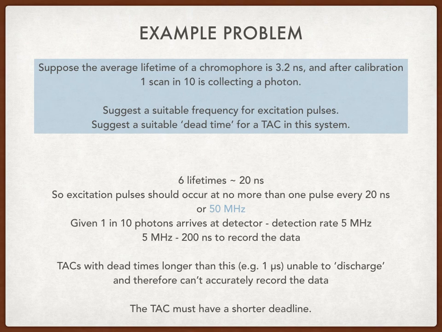Given that 1 in 10 photons is arriving at the detector, I'm looking at a detection rate somewhere closer to 5 megahertz, which, again converting that back to time, means it takes about 200 nanoseconds to be able to record my data. In other words, my TAC needs to be fully discharged in about 200 nanoseconds. TACs with dead times longer than this, for example 1 microsecond, won't be discharging. They won't be starting at 0, and so they're no good and can't accurately record the data. So my TAC must have a shorter time.